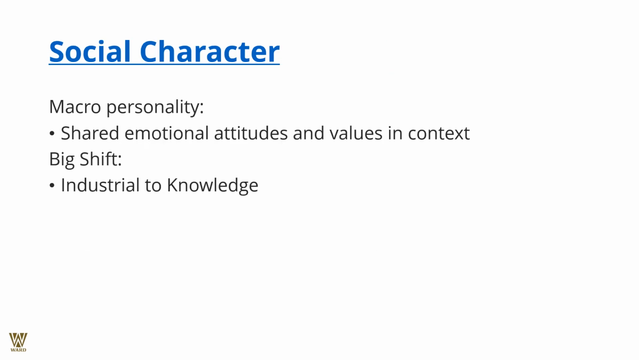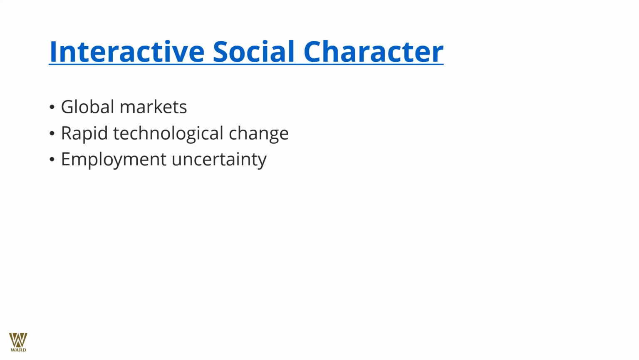The social characters are the macro personality that we talk about, the shared emotional attitudes and values in context. Now, what are we looking into? In a macro personality, the values and context are the big shift in terms of industrial knowledge. Now we had that industrial economy, and now we are having a knowledge-based economy, and that is how personality characters come around as far as the social regions are concerned. So this is what we need to understand every now and then. Let us understand interactive social characters.